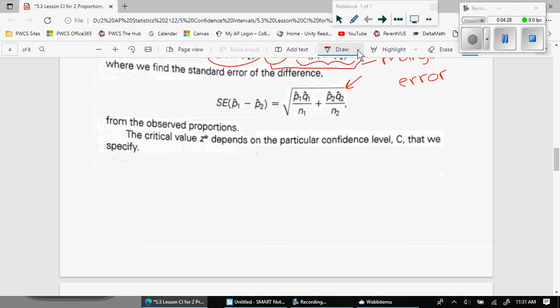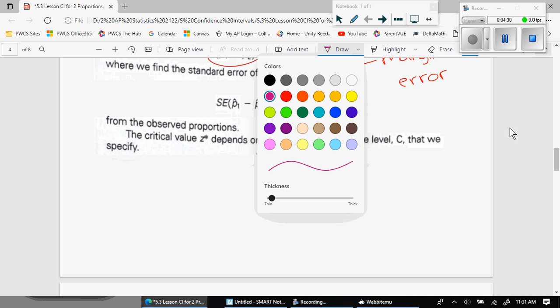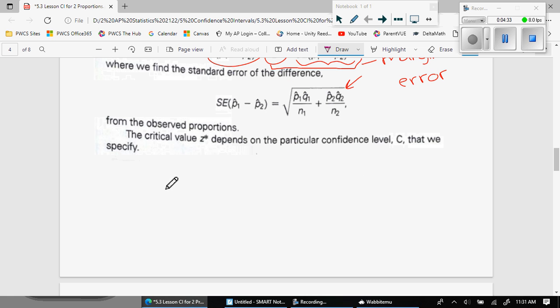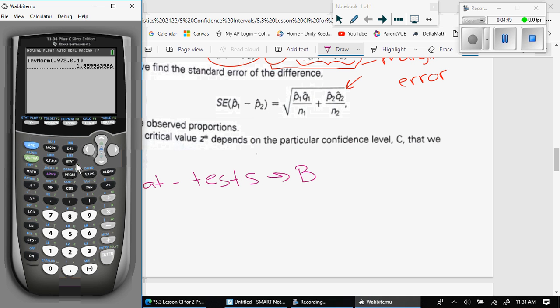Much like in the one proportion, we can find on our calculator if we hit stat, tests, it's choice B. It's a two proportion Z interval. And I do have my calculator today. So I can hit stat, go over to tests, and go down. And it just happens to be right below the one proportion Z interval. It's the two proportion Z interval. It's choice B.